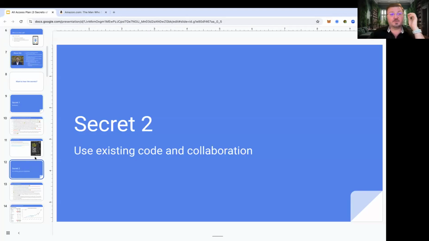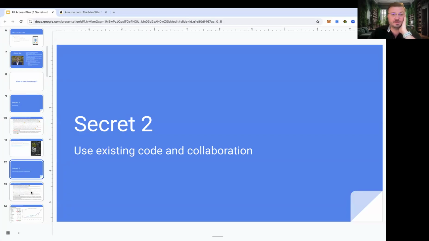All right, secret number two: use existing code and collaborate. This is not stuff that you need to do on your own. A lot of people get into algo trading and think, why don't I just do this from scratch, on my own, from nothing? Instead of doing that, you can just use existing code. We have lots of it. And you can collaborate with others, just like in our Discord channel, where we have a lot of people collaborating on building AI algorithms and all sorts of different stuff. So secret number two is use existing code and collaborate.